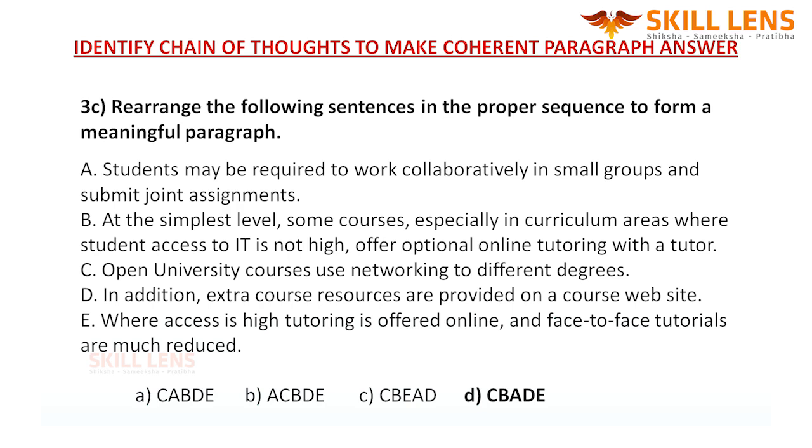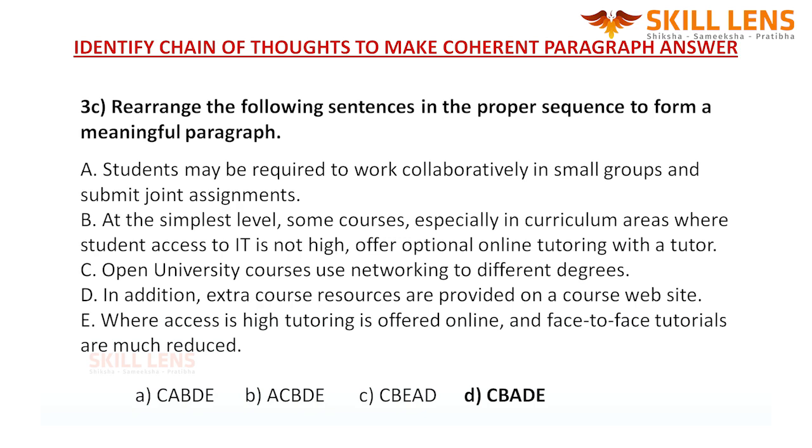Following that will be sentence A. Now, when this kind of an offer is done, where optional online tutoring with tutor is offered to students, what do students do? We connect sentence B with sentence A. It tells us what students are asked to do under this kind of a course. Students may be required to work collaboratively in small groups and submit joint assignments. So as such, we pair sentence B with sentence A.